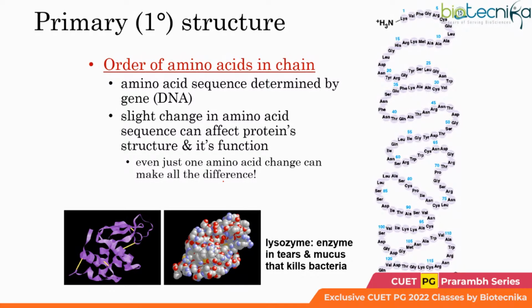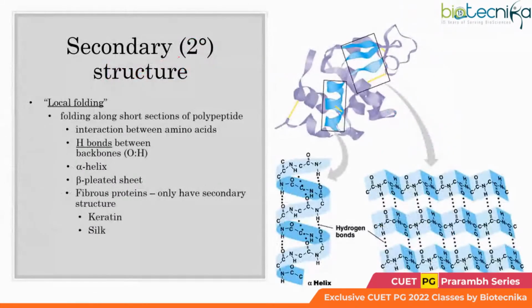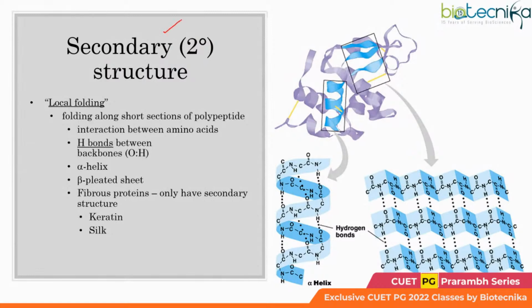Why? Because the change in the gene will have a direct impact on what amino acids are getting encoded. And if the amino acids are different, the interaction between the amino acids will be different, the conformation and structure of the protein will be different, and obviously the function also will be different. Okay. Next, coming to the secondary structure.